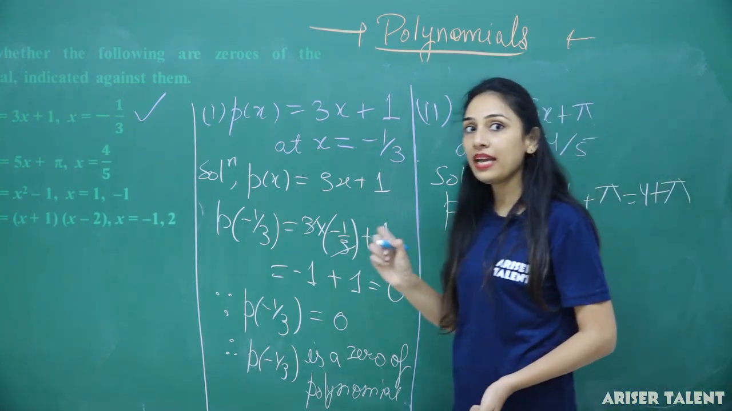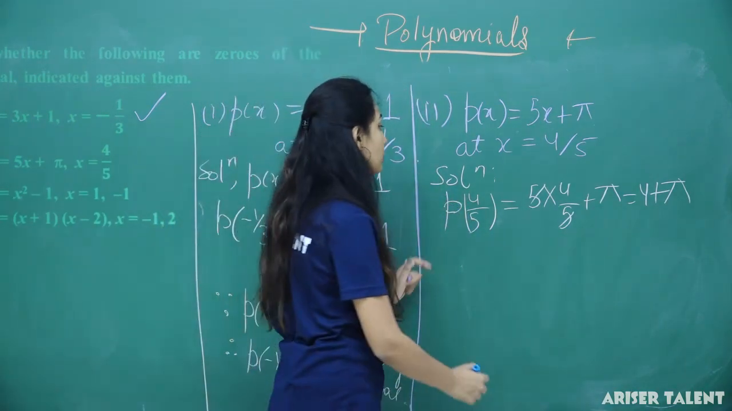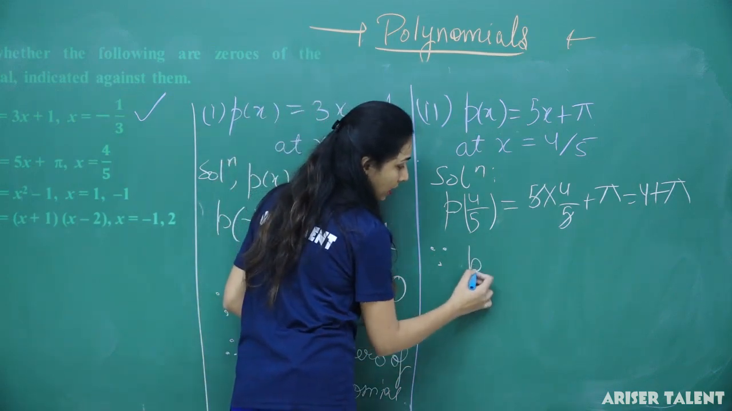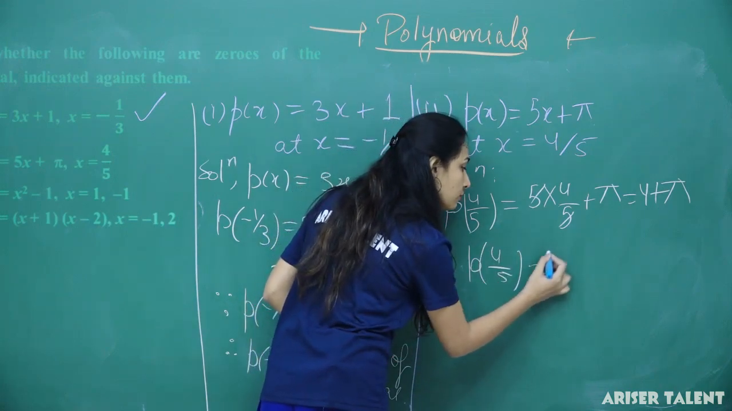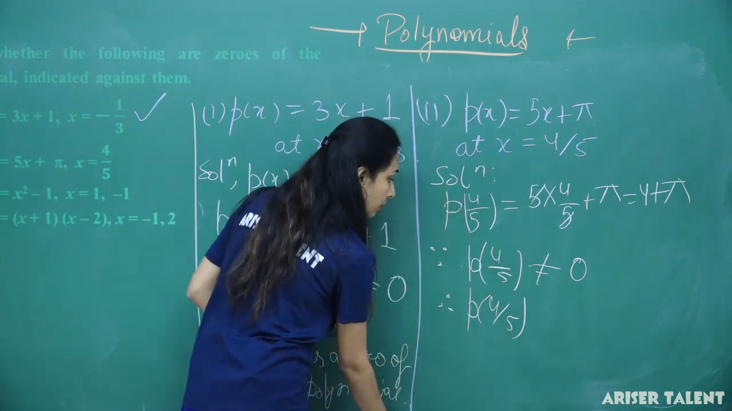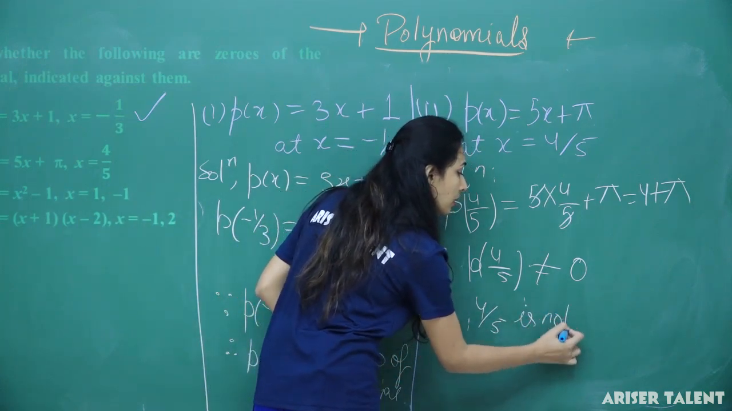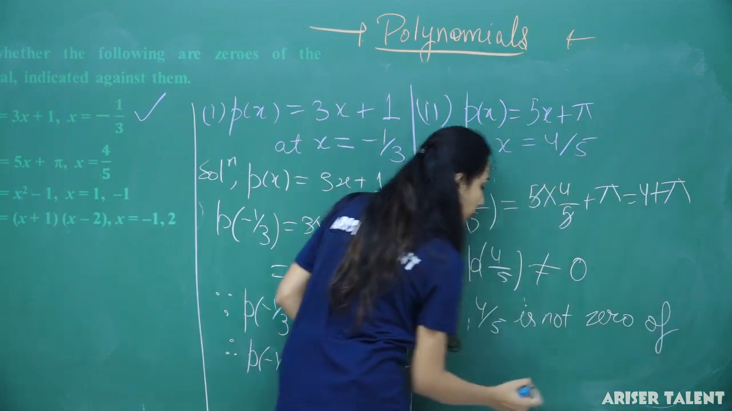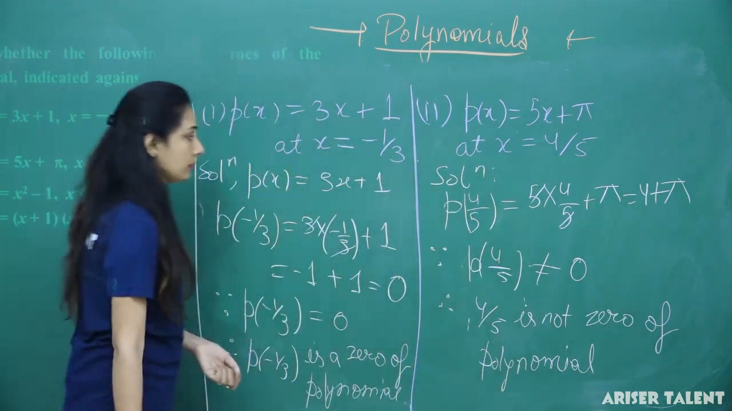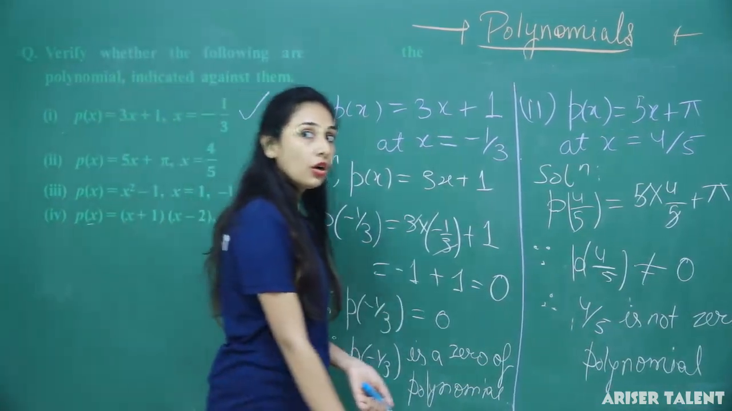Now 4 plus pi is nothing near to 0. That means simply it is not a zero of the polynomial. Because p(4/5) is not equal to 0, that means 4/5 is not a zero of the polynomial. Okay, understood this? Done with the question? Both questions? Okay, right.